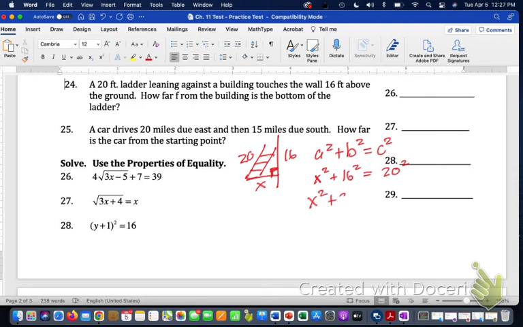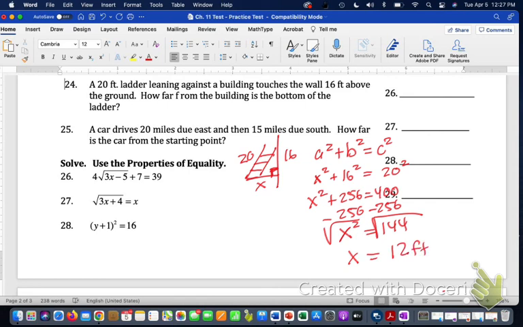So x squared plus 256 equals 400. Subtract 256. 400 minus 256 is 144. Isn't this nice? x squared equals 144. Don't be rude, just root it. So x is equal to 12 feet. The ladder is 12 feet from the building. Okay? Next one.